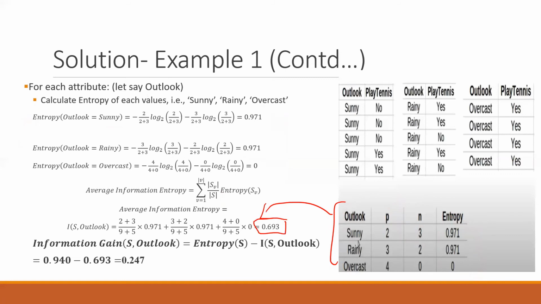These values have been put in this formula, and the final average information entropy comes out to be 0.693. The information gain formula says that you have to subtract this average information entropy from the total entropy. The total entropy was 0.94, and the average information entropy is 0.693. So the information gain is equal to 0.247 for outlook.